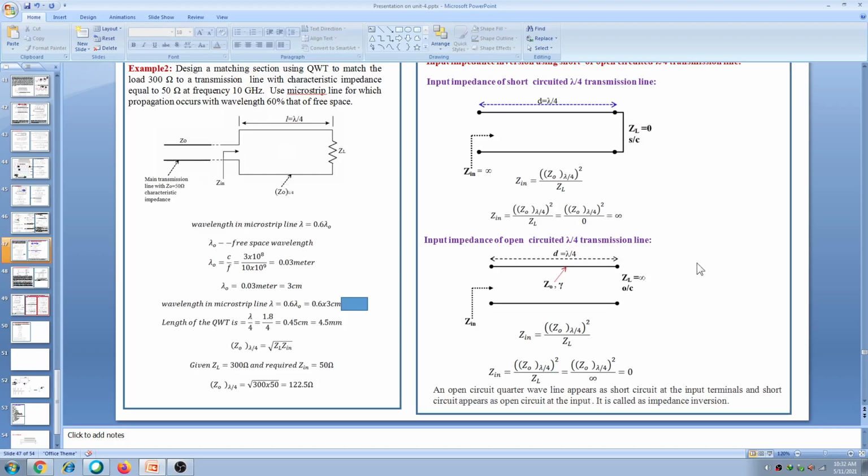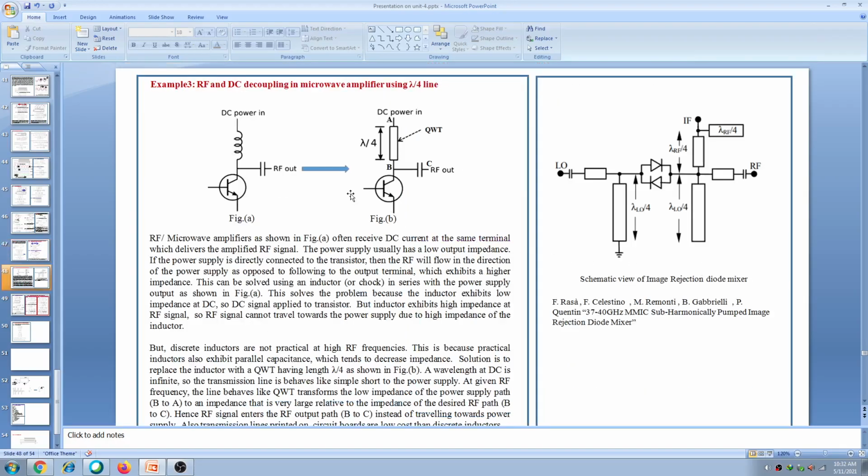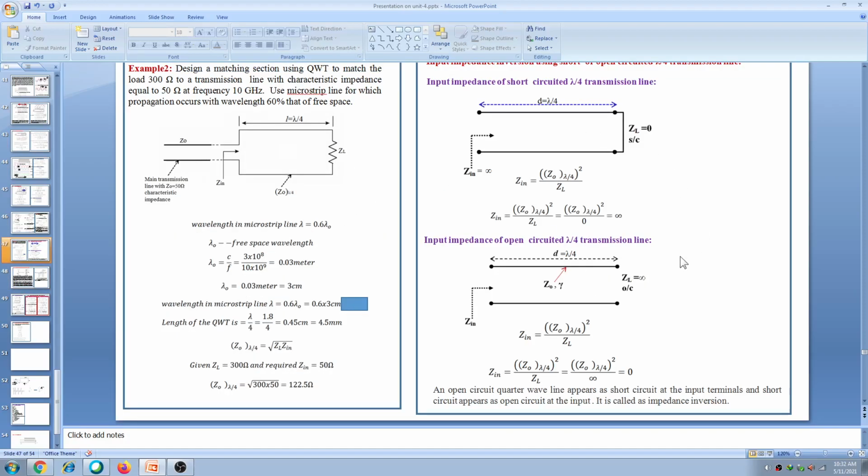What is the application? You see here, one of the applications I have written here. This is how impedance inversion can be used in communication system design, like circuit design. Take a transmission line with an impedance, short circuited line, with length equal to lambda by 4. Input looks like infinity, even though it is shorted here. That means current does not enter this line.